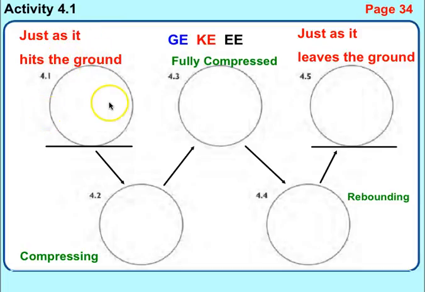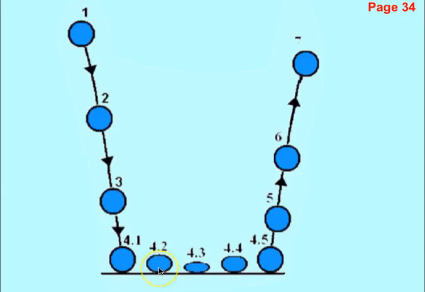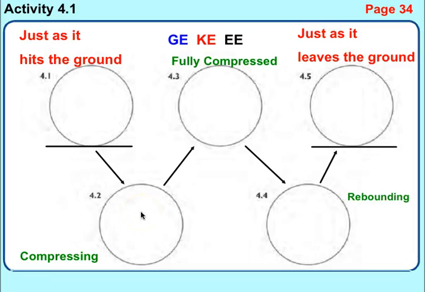So draw an energy conversion diagram. How much elastic energy would it have? How much kinetic energy would it have? How much gravitational energy would it have? So here's 4.2. It's starting to compress. So if we go back, that's this position right here. So how much kinetic energy? How much gravitational energy? How much elastic energy?